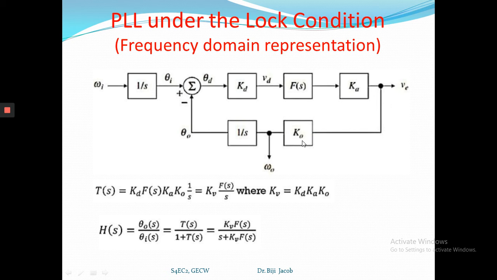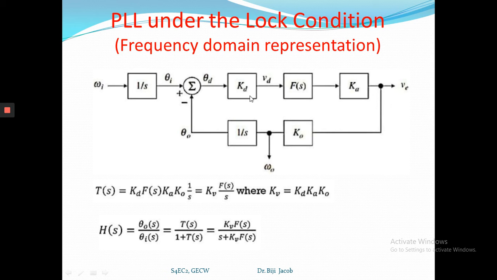The VCO has got the sensitivity K0. So the angular output frequency of the VCO is omega 0. Since we are interested in the phase, integrating the angular frequency, we will be getting the phase of the VCO. Okay, 1 by s is nothing but your VCO, the integration in the frequency domain. So this much is your phase detector.